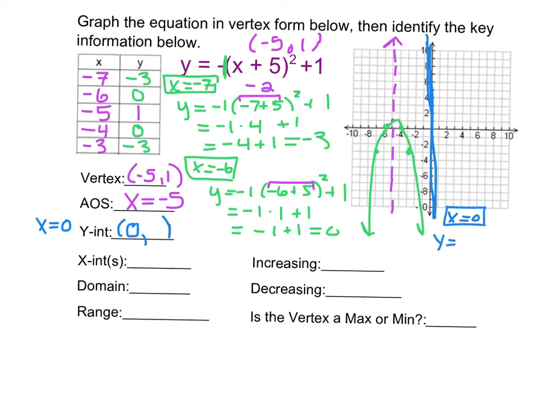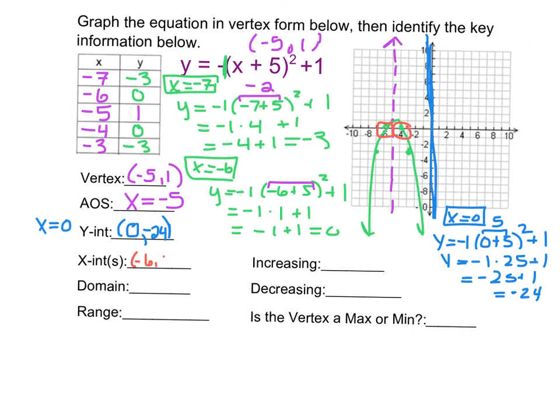So here we have y is equal to -1 times (0 plus 5) all squared plus 1. Well, this inside piece here becomes 5, and 5 squared is 25. So we have y equals -1 times 25 plus 1. So that's -25 plus 1, which is -24. So that tells us why we're not seeing it on our graph. That's because our y-intercept is occurring when x is 0 and y is -24. Then our x-intercepts occur when we cross the x-axis here. So that's occurring at (-6, 0) and (-4, 0).